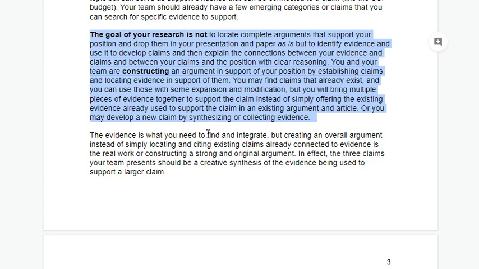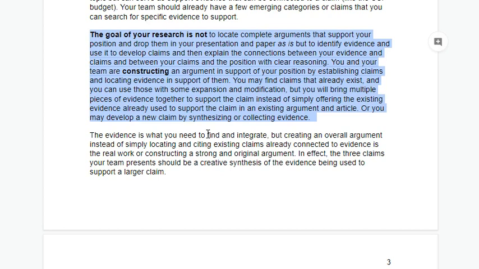You and your team are constructing an argument in support of your position by establishing claims and locating evidence in support of them. You may find claims that already exist, and you can use those with some expansion and modification, but you will bring multiple pieces of evidence together to support the claim instead of simply offering the existing evidence already used to support the claim in an existing argument and article.